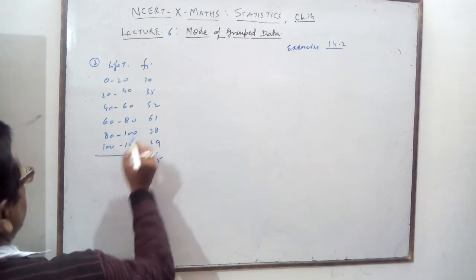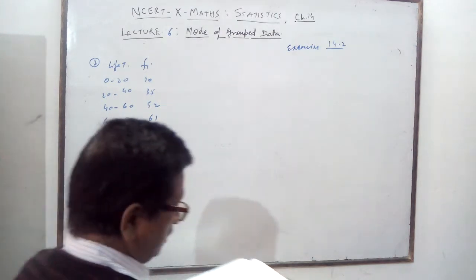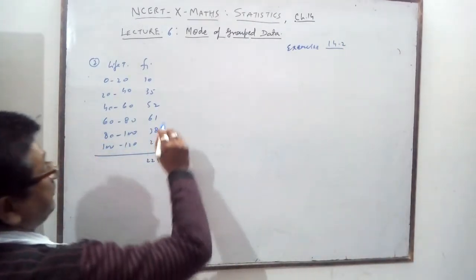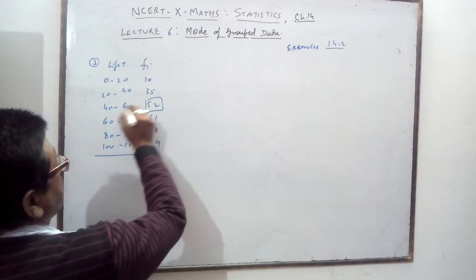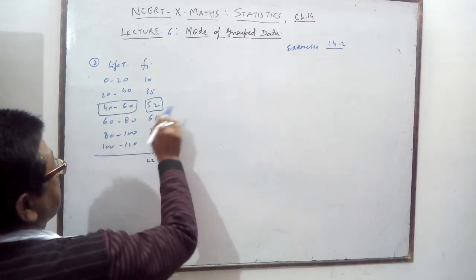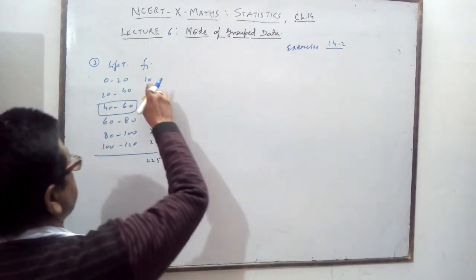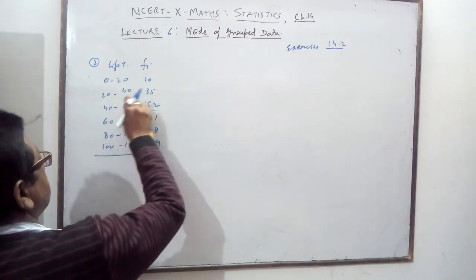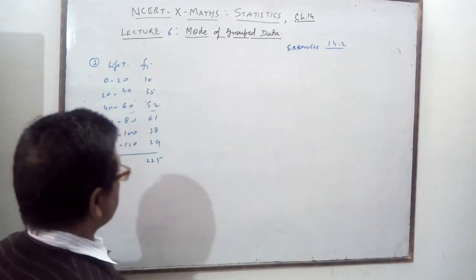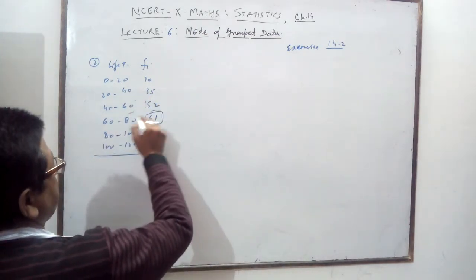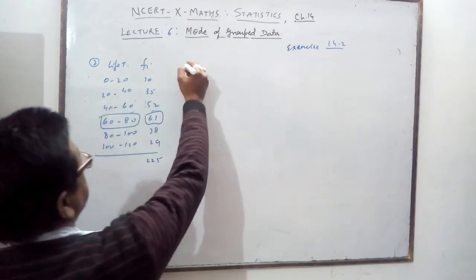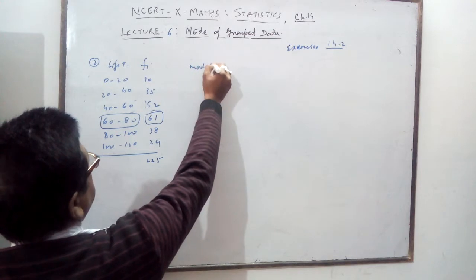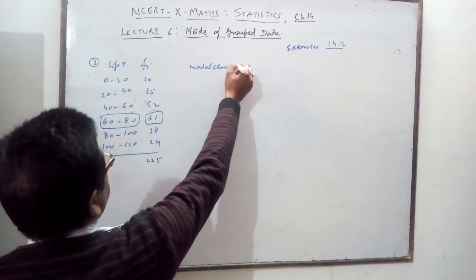You want to determine the modal lifetime. Modal lifetime means mode. It is the class with the maximum frequency. I made a mistake here by accident. So what will you get? Your frequency is 61, so the modal class is 60 to 80.